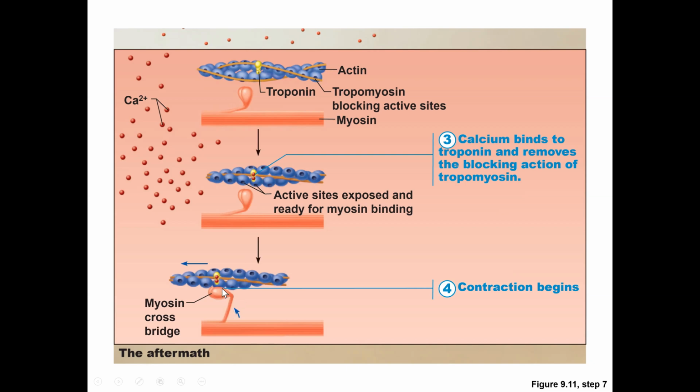Right, so now myosin attaches itself to the actin, and this is called cross bridges. So a cross bridge is formed and contraction begins. So this is our excitation, contraction, coupling.